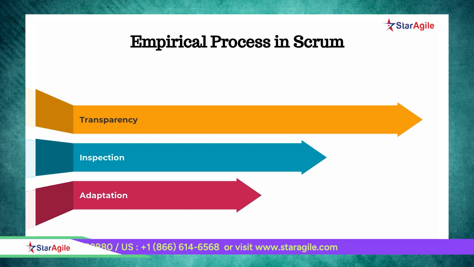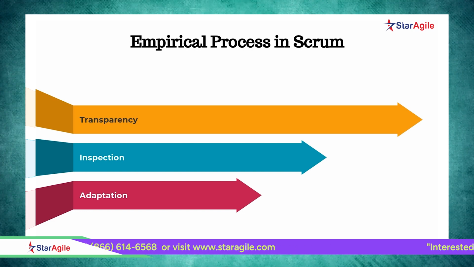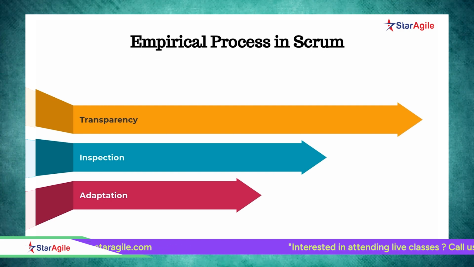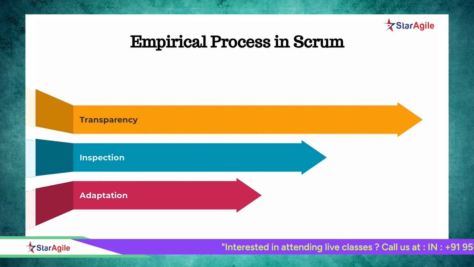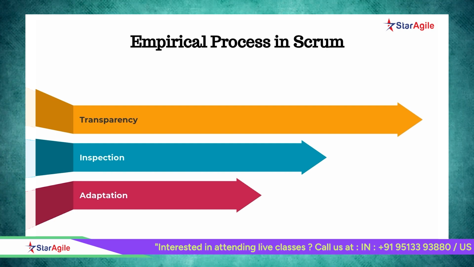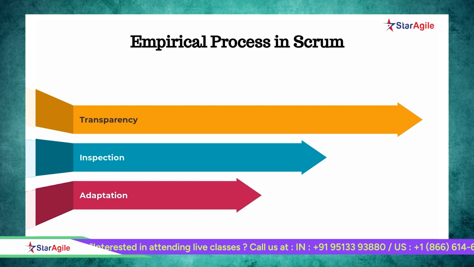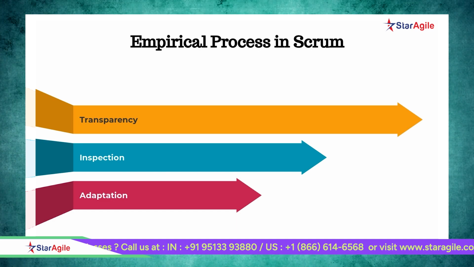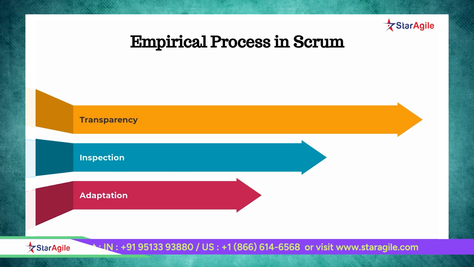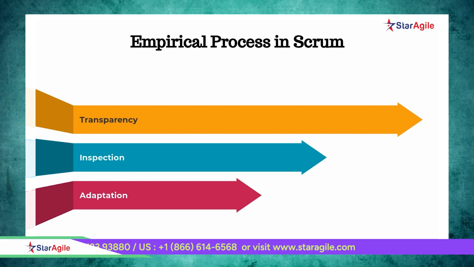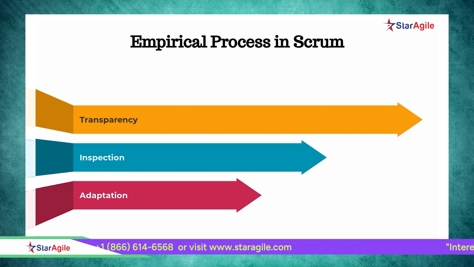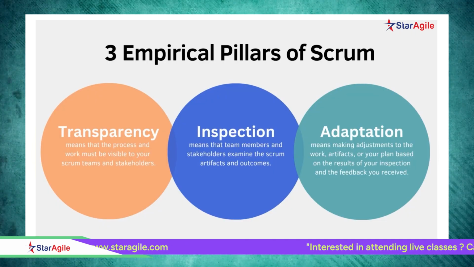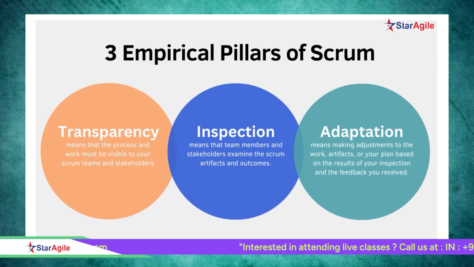The empirical process in Scrum refers to the principle of making decisions based on observation, experimentation, and evidence rather than relying solely on theoretical or speculative knowledge. Scrum teams embrace uncertainty and change, allowing them to respond effectively to evolving requirements and circumstances. It emphasizes on transparency, inspection, and adaptation to manage complex projects effectively. The three pillars foundational to Scrum are transparency, inspection, and adaptation.